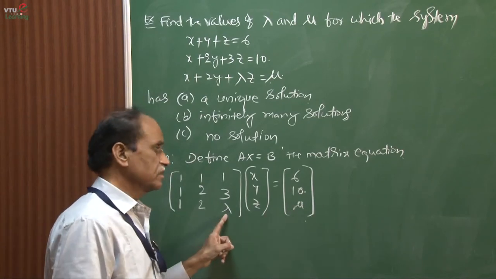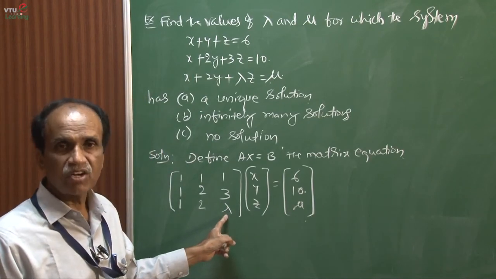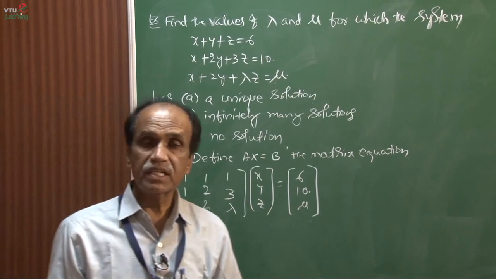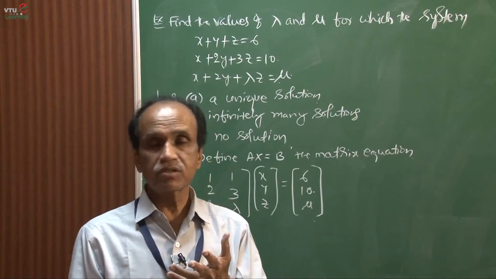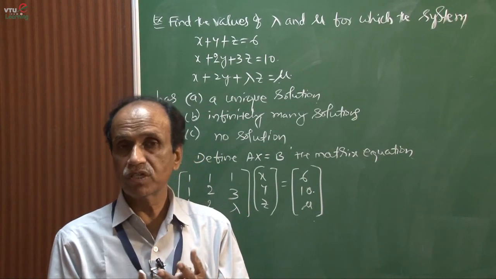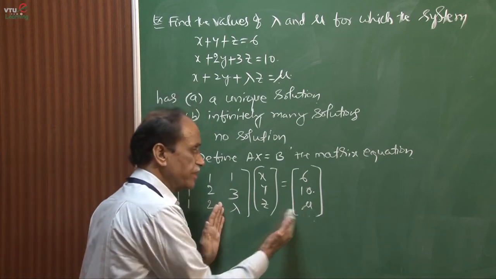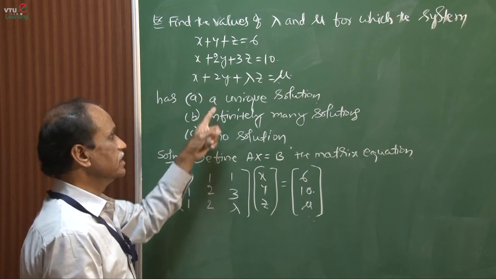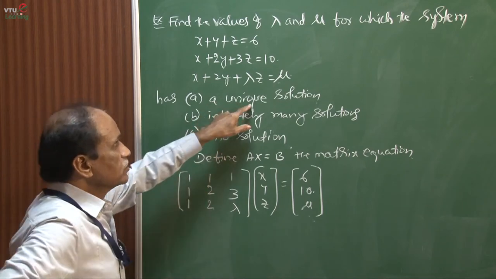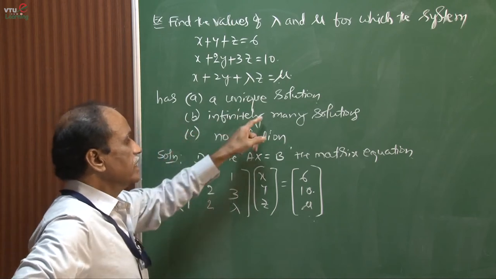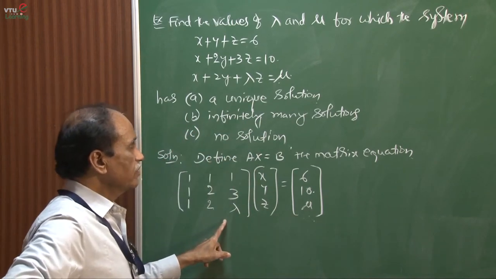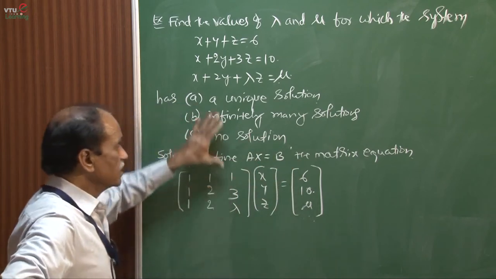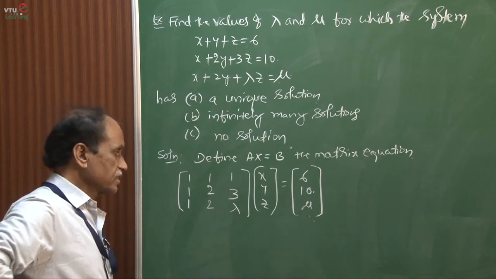But here in this problem there is some special observation. These are not the actual numbers, these are the arbitrary values, that is lambda and mu. Now your discussion completely depends on what value of lambda you are going to assign and what value of mu you are going to assign and how you are going to compare between these two and give three solutions. That means three answers for these three questions. One is unique solution when it exists, infinitely many for what behavior of lambda and mu, and no solution for what situation it exists. So these three we have to answer from this matrix equation.